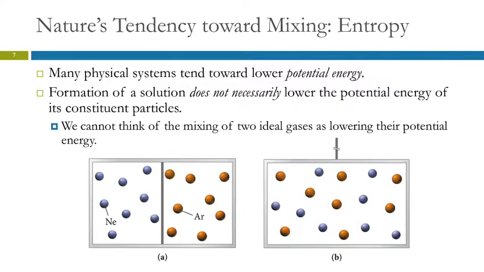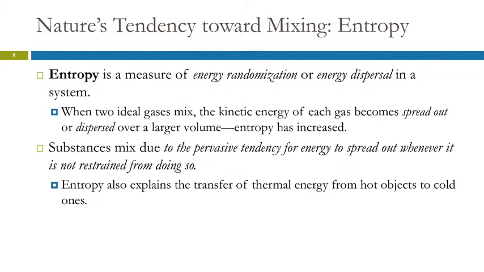Does that lower the potential energy of the gases? No. It doesn't change their potential energy at all. They're just mixed. So then why do they mix? There must be some reason. And that reason is entropy. So energy has a tendency to disperse, to spread out, or become randomized. And entropy is a measure of energy randomization.